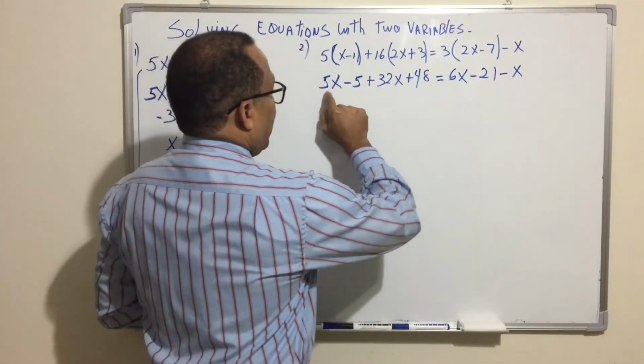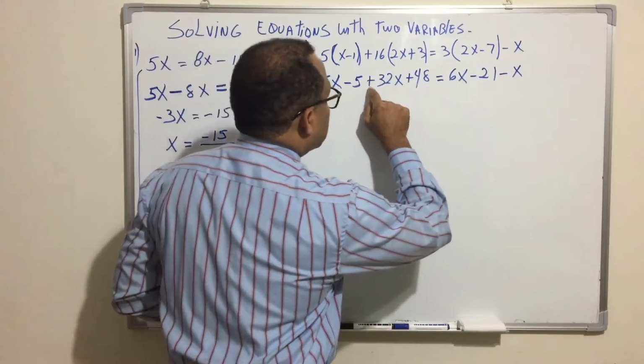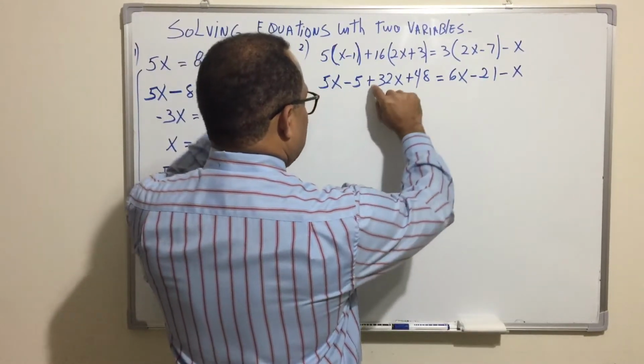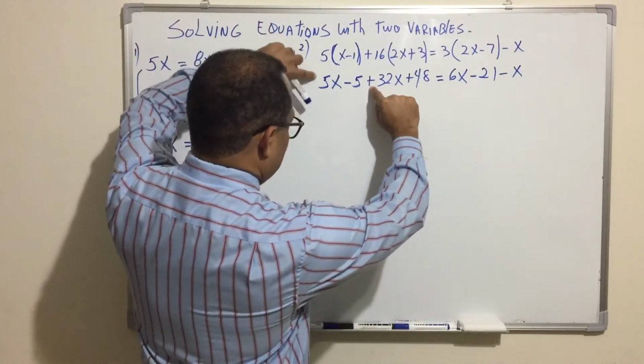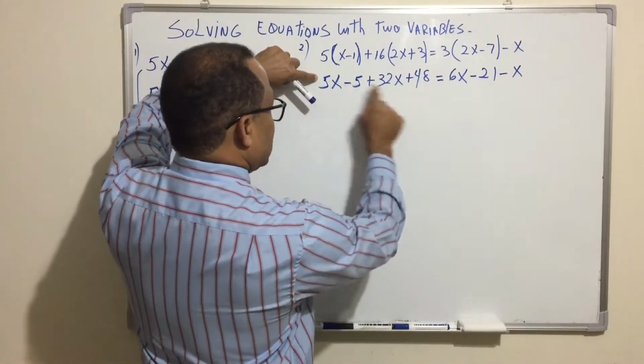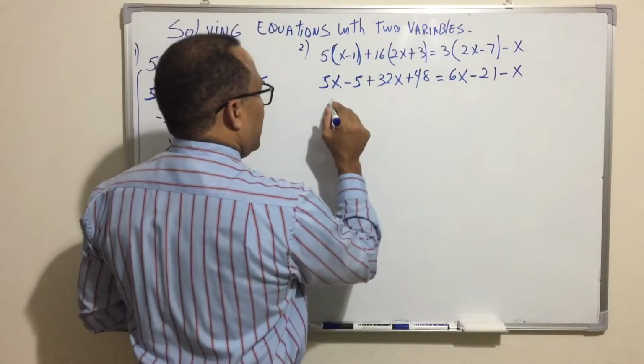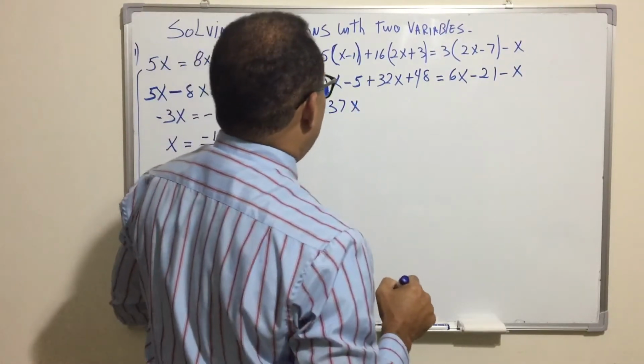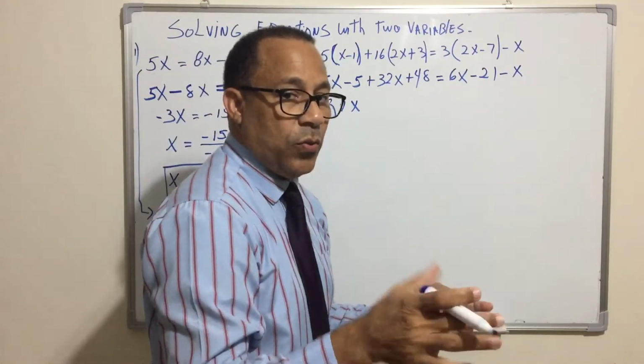It says 5x plus 32x. We add the numbers and we copy the same sign. This is positive and this is positive also. So I'm just adding them. This will be 37x. And then I'll solve the numbers without variables.